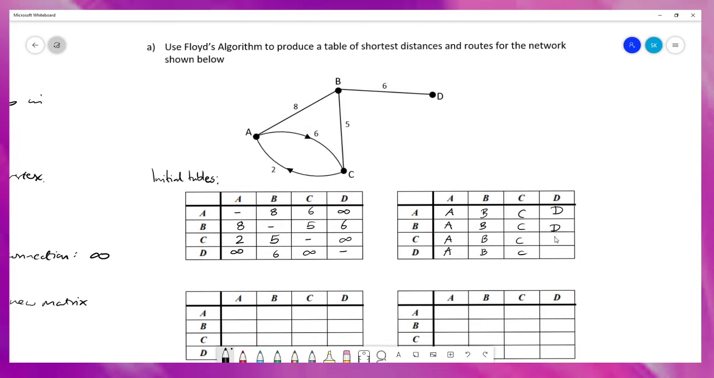Like so. So what this table tells us is currently the distance to get from A to B goes through B, which is to be expected, and that distance is 8. That's what this tells us at the moment. When we finish the algorithm, we'll look at how to use this table to find some routes. So that's the initial setup.